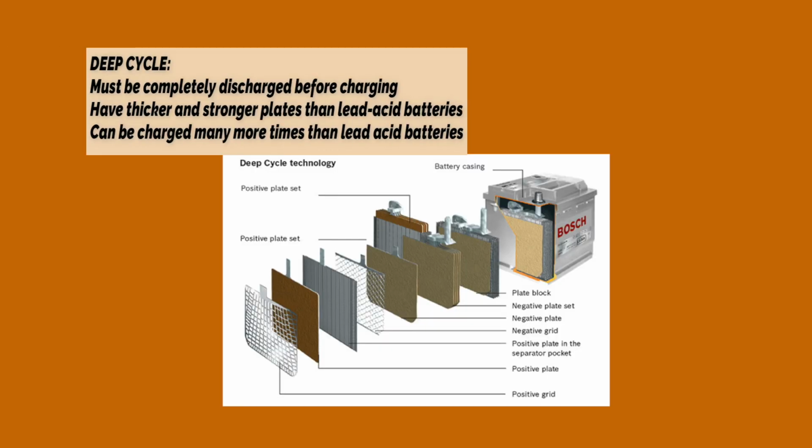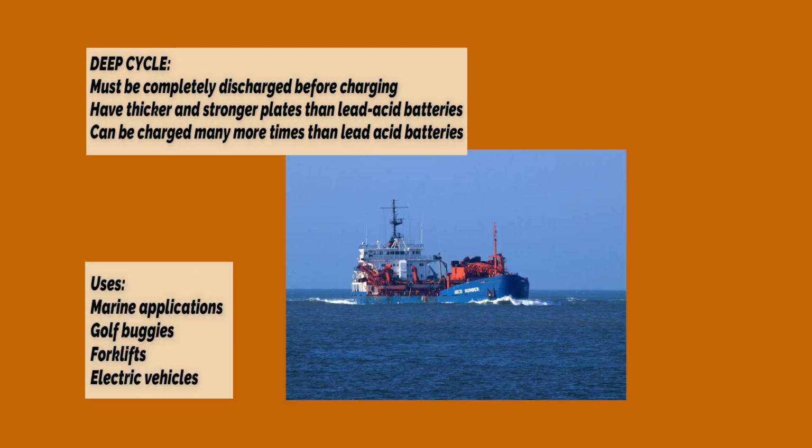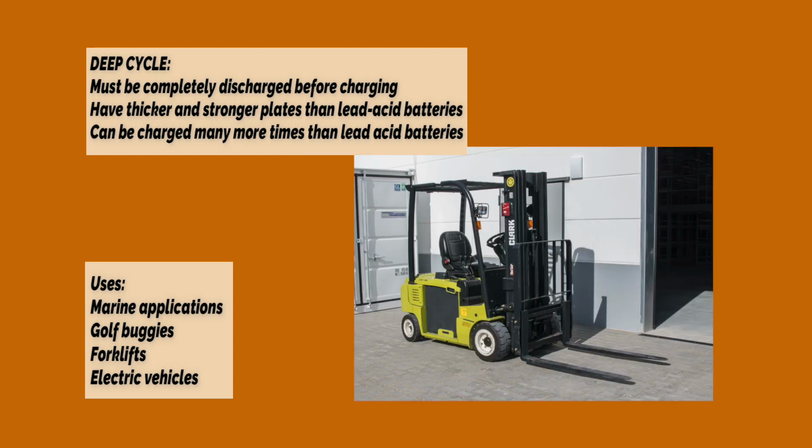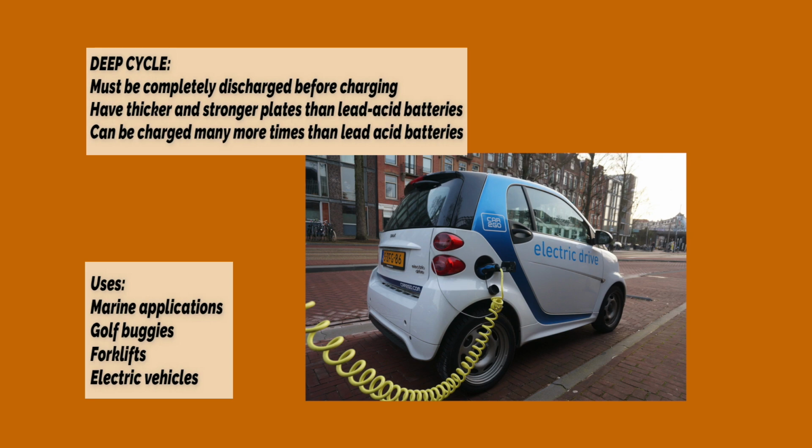Battery type, deep cycle. 1. Must be completely discharged before charging. 2. Have thicker and stronger plates than lead-acid batteries. 3. Can be charged many more times than lead-acid batteries. Uses: 1. Marine applications. 2. Golf buggies. 3. Forklifts. 4. Electrical vehicles.